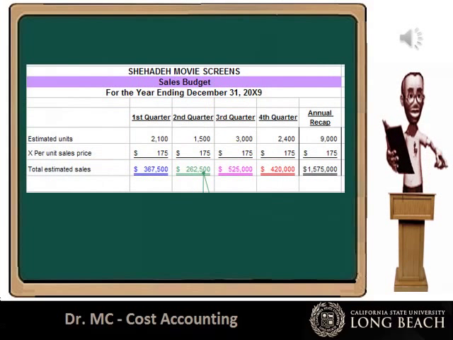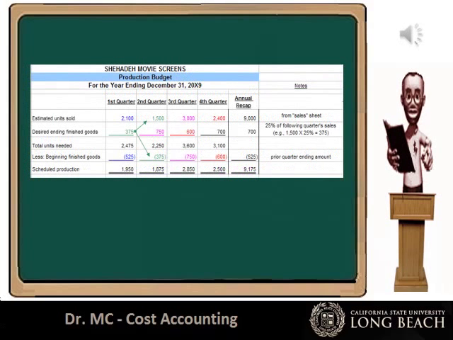Now we will do an example of using the different budgets. Assume that a firm sells movie screens. The sales budget would state how many units are sold in each quarter. When you multiply the number of units sold by the price that the units sell for, you get the estimated sales revenue for a given period. Now that you know how many units your firm is going to sell, you have to determine how many units your firm is going to make.